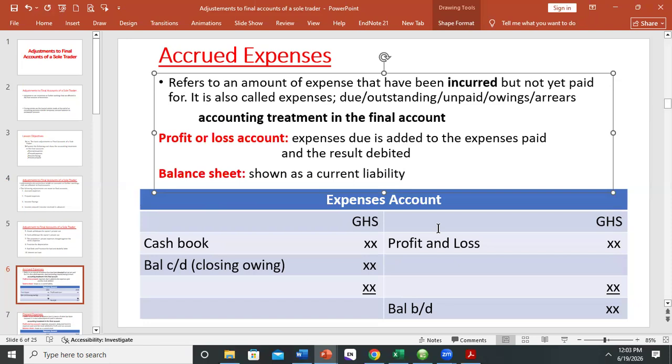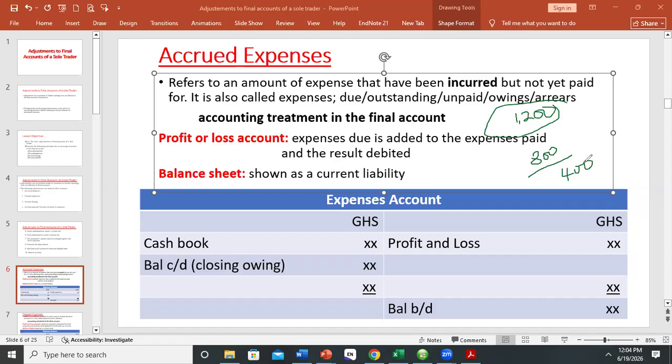So for example, the whole year you are supposed to pay rent of, let me put some of these things on the board so you can follow. Let's say you are renting a building and the total rent is 1,200, which means every month you are supposed to pay 100. So this is your total rent for the year, but you have only paid 800. Can you tell me how much is unpaid? I think this is simple mathematics. 400 is not paid.